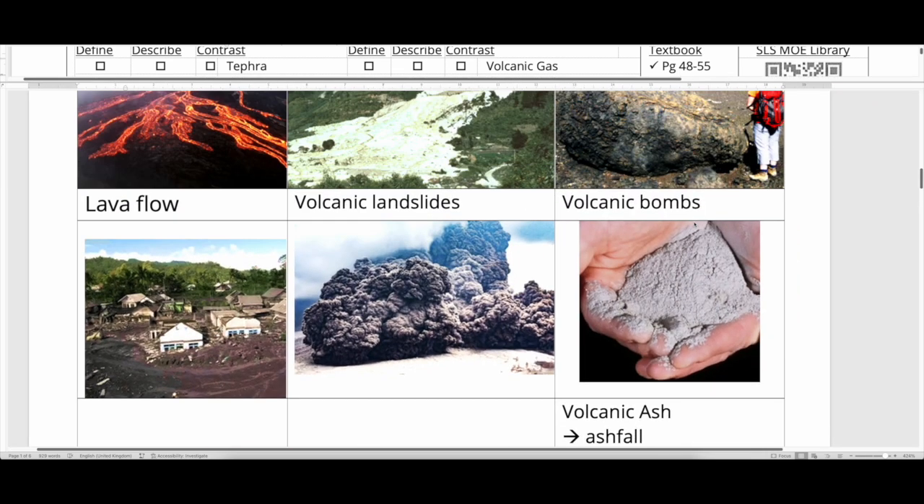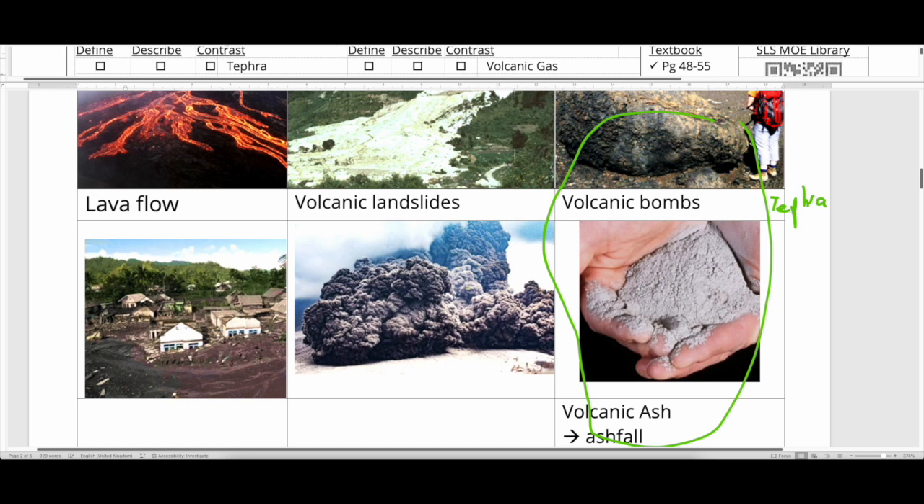Tephra basically is anything solid that is thrown out from the volcano. So when the volcano erupts, anything solid is called tephra. So these two things, volcanic bombs and volcanic ash, this is what we call tephra. Just take note again, volcanic bombs can be as huge as a car or even bigger than a room, or it can be as small as a pebble, or a small piece of rock. And tephra can be as small as your fine ash that's floating in the sky.